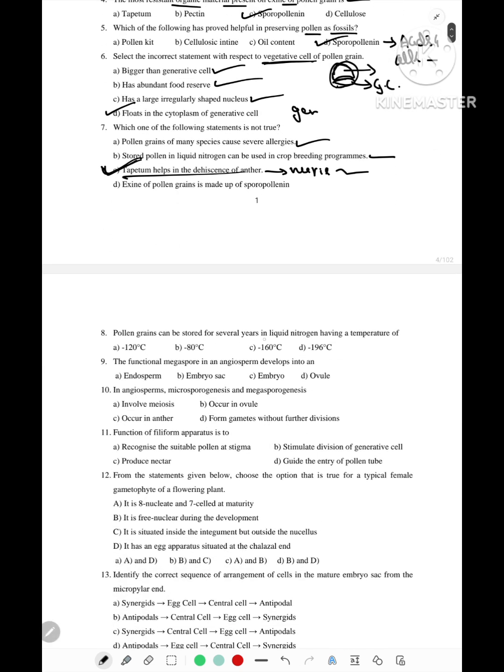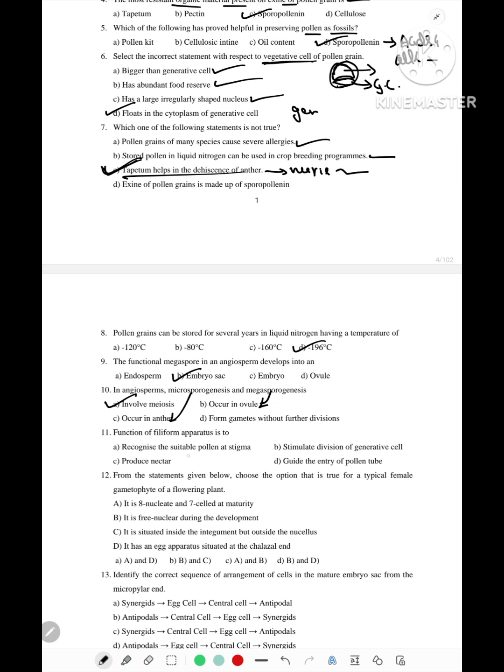Pollen grains can be stored for several years in liquid nitrogen at a temperature of minus 196 degrees Celsius. The functional megaspore in angiosperms develops into an embryo sac. In angiosperms, microsporogenesis and megasporogenesis involve meiosis and occur in ovule. Megasporogenesis occurs in ovule, but microsporogenesis occurs in anther. Form gametes without further division: gametes will undergo further division. So both of them involve meiosis.